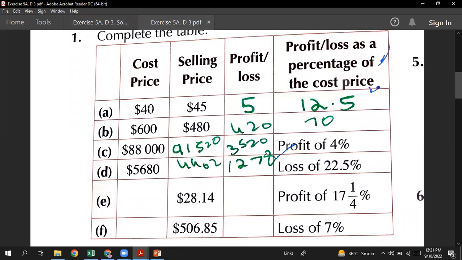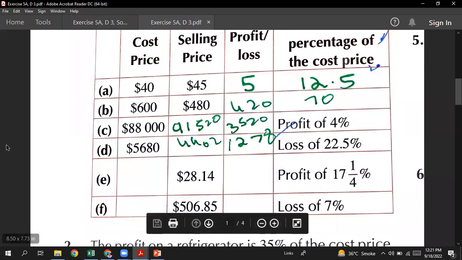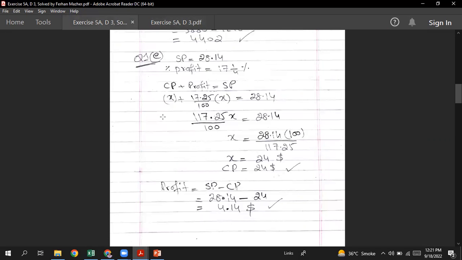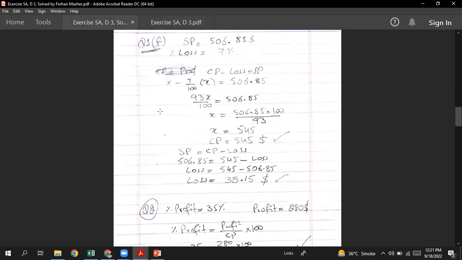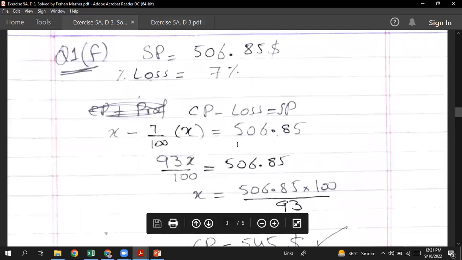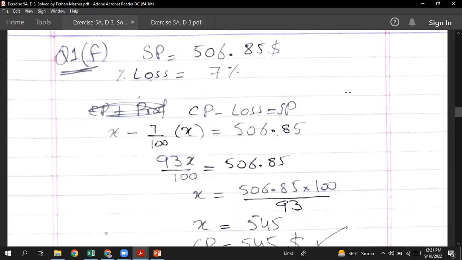Okay, so then the next question coming up on your screen, question number one, it's F part. He says that the cost price is unknown. The selling price is $506.85. The profit is, we don't know, and the loss is 7%. Okay, very simple, in the same way, but this time we have loss. So the equation which we made in terms of X, we will suppose that the sale price is $506.85. The percent loss is 7%.